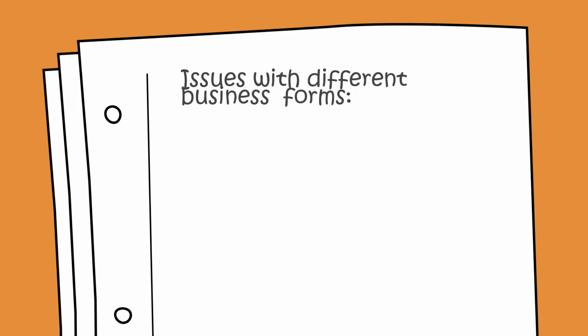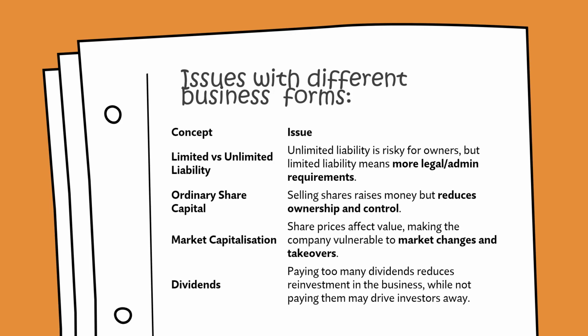So also from the syllabus are those issues with different business forms. Now, I feel like I'm only really giving you a level 1, level 2 answer here, but it's just to remind you of what you do need to go away and revise. Again, there are some videos on this that you could watch, there's the textbook to make some notes, or do speak to your teacher if these are still confusing terms. So it's limited versus unlimited liability. Unlimited liability is riskier for owners, but limited liability means more legal admin requirements. You still need to go away and revise what it means.